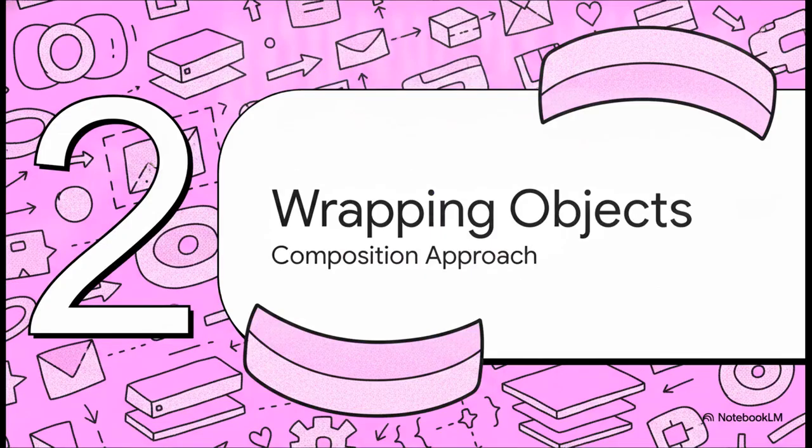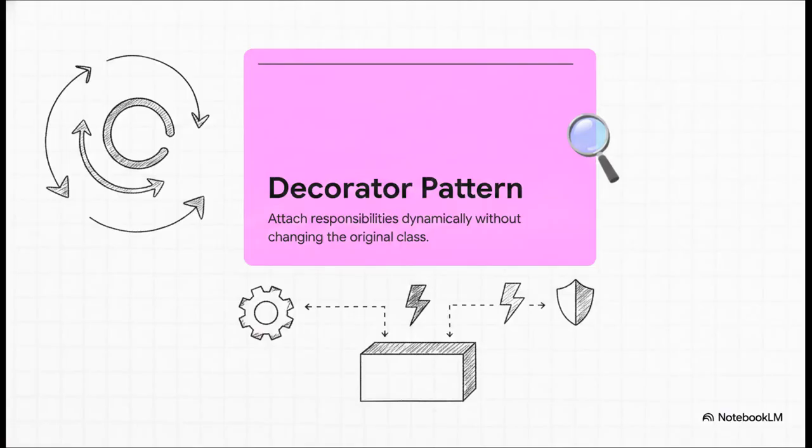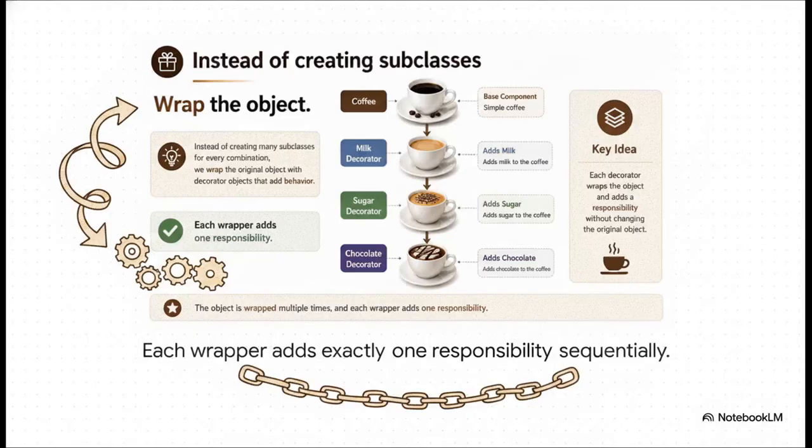Which brings us to section 2, wrapping objects dynamically. Let's check out the formal definition here. The decorator pattern allows additional responsibilities to be attached to an object dynamically without changing its class. Now, I really want you to focus on those two specific parts. Dynamically, meaning at runtime, and without changing its class, meaning we don't have to touch our original, battle-tested base code at all.